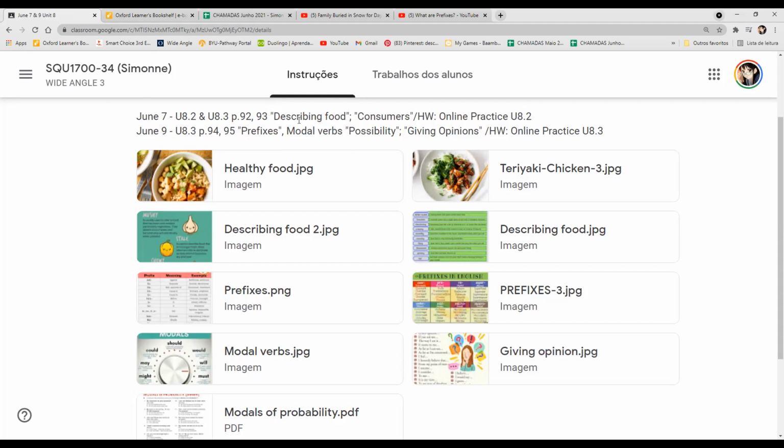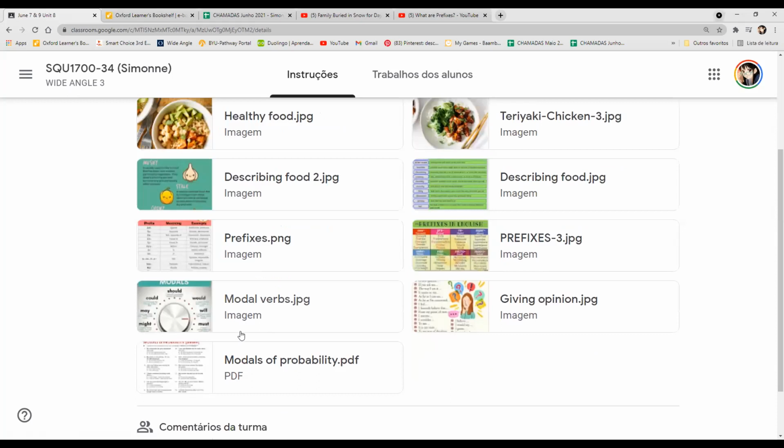We also saw some modal verbs for possibility. We need to practice more that topic. That's why I asked you to do this worksheet, and I'll try to send you an extra worksheet to practice a little bit more. And finally, we talked about writing, giving our opinions. For homework, I'd like you to do online practice, unit 8.3, only that, and the worksheet I posted here, the last one.